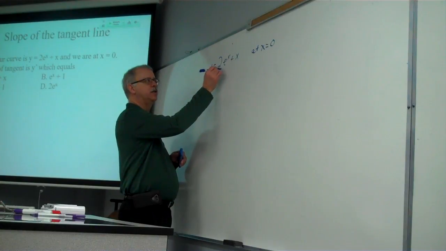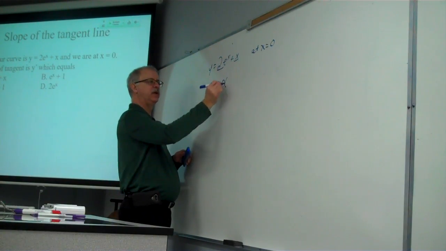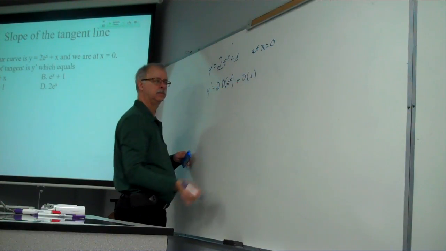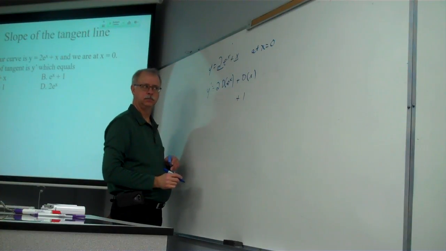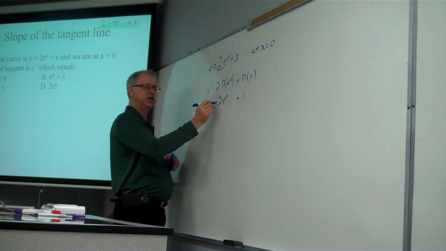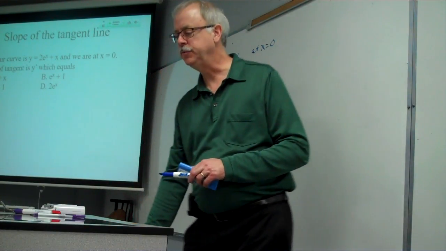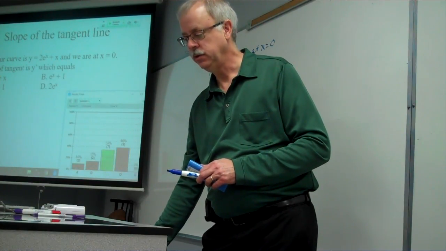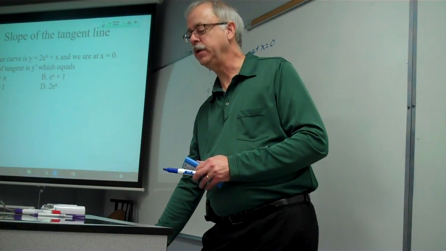So we've got a sum, we take the derivative piece by piece. So this would actually be 2 times the derivative of e to the x plus the derivative of x. Derivative of a linear is just the slope. Derivative of e to the x is actually just e to the x. So our derivative here is 2 times e to the x plus 1. So we take the derivative of each piece.